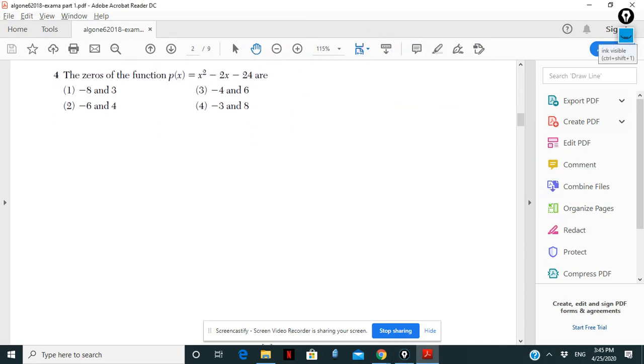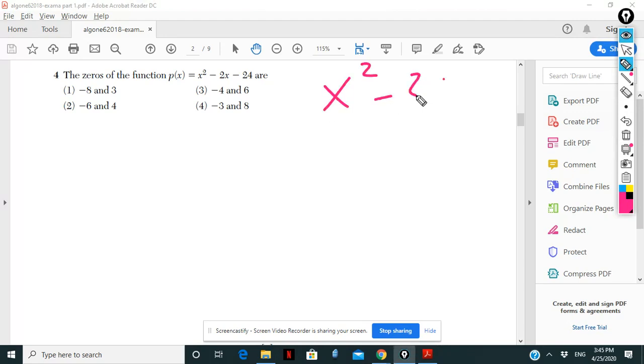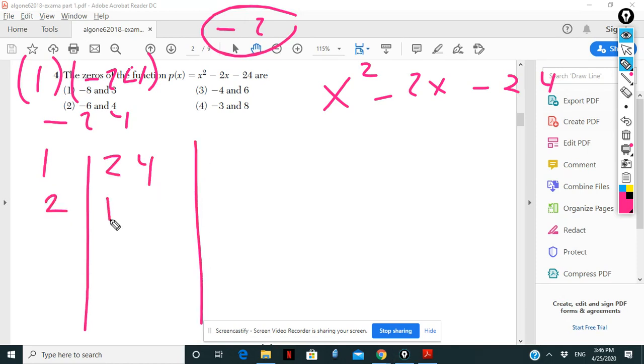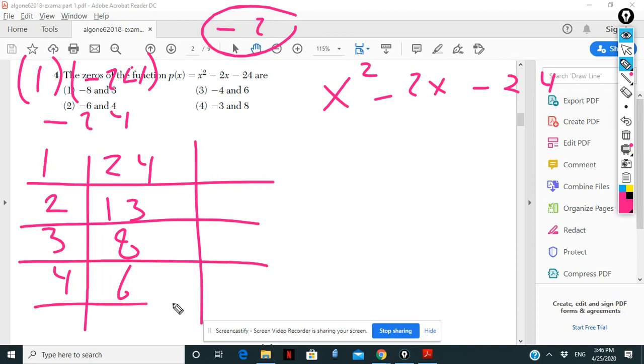Question number 4. The zeros for that equation are... I am going to use the AC method. The A value is 1 and the C value is negative 24, so giving me negative 24. I'm looking for factors whose difference is 2. The factors are 1 and 24, 2 and 12, 3 and 8, 4 and 6. The differences are 23, 10, 5, 2, so I'm going to pick 4 and 6.